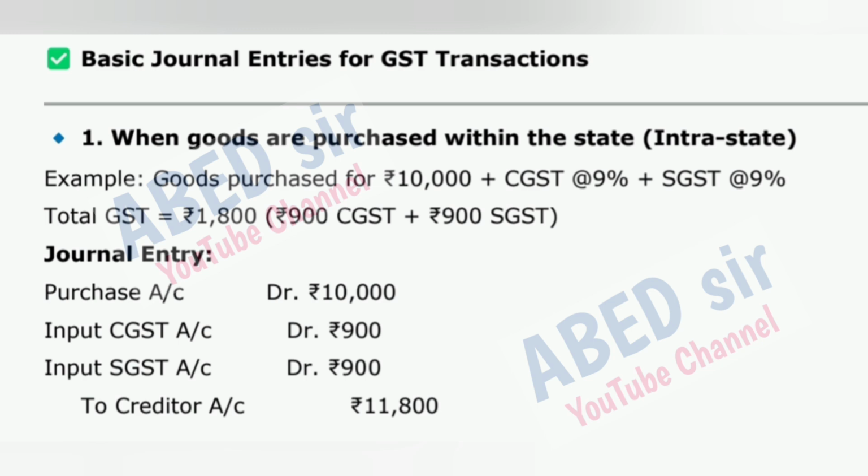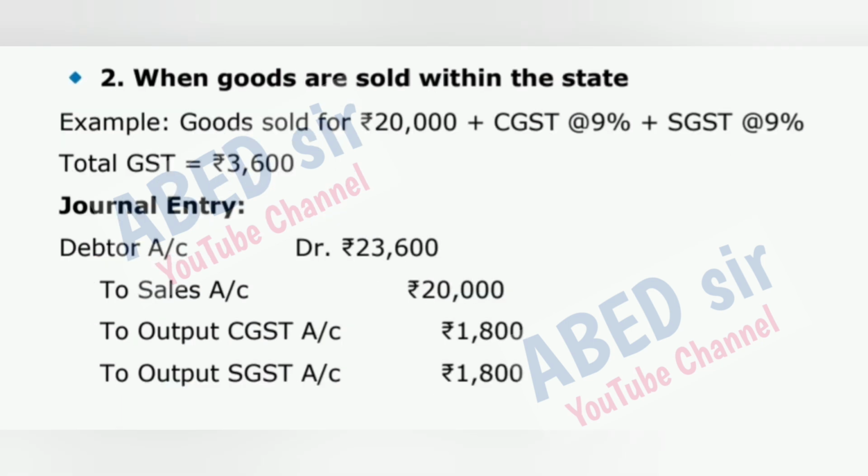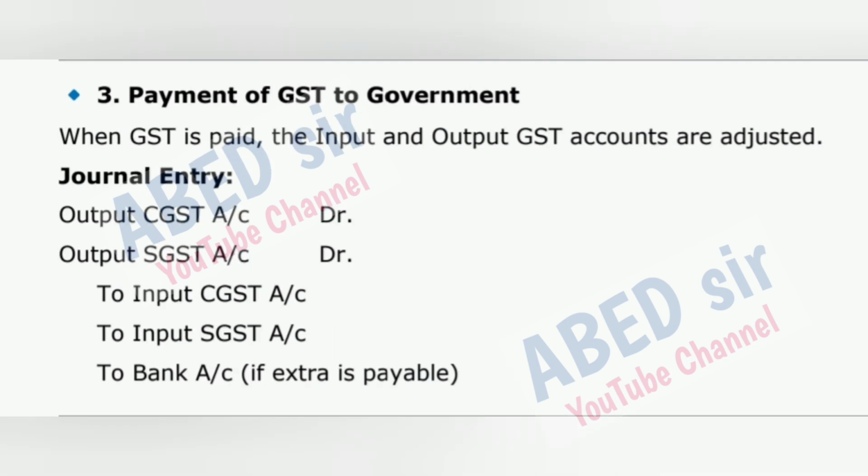Journal entry. 2. When goods are sold within the state. Example, goods sold for 20,000 rupees plus CGST at 9% plus SGST at 9%. Total GST is equal to 3,600 rupees. Journal entry. 3. Payment of GST to the government. When GST is paid, the input and output GST accounts are adjusted.